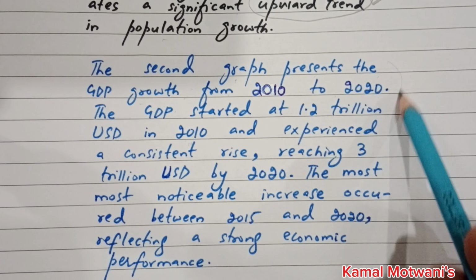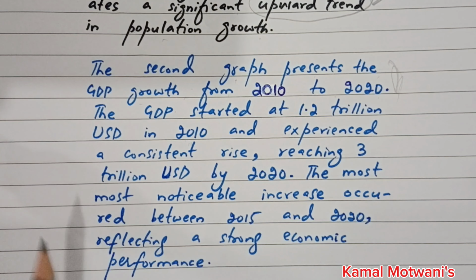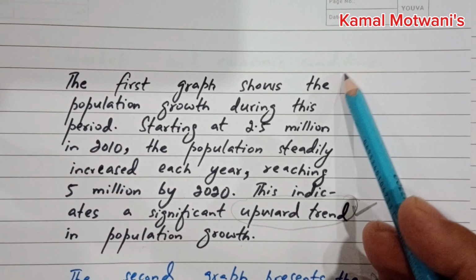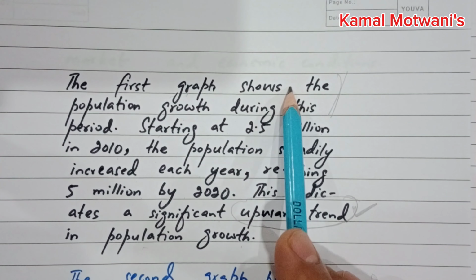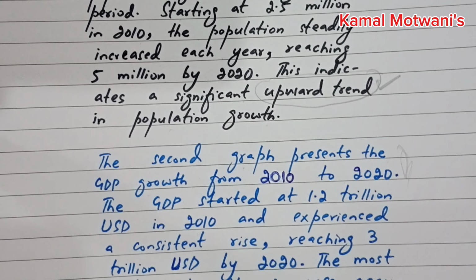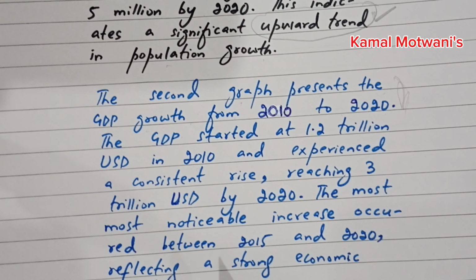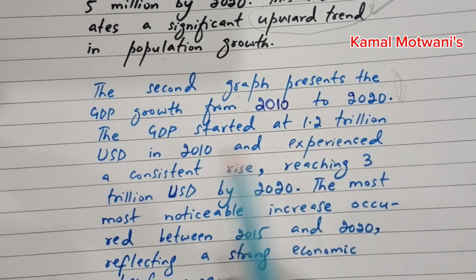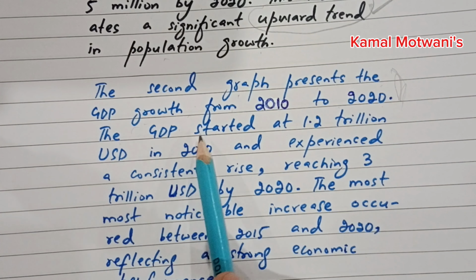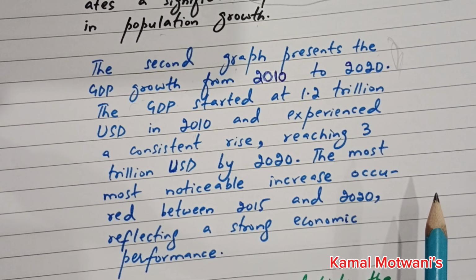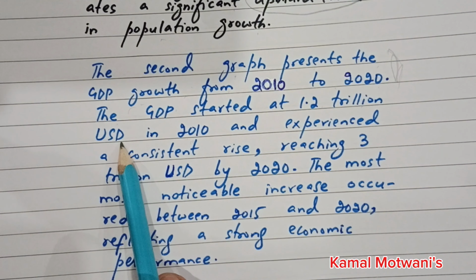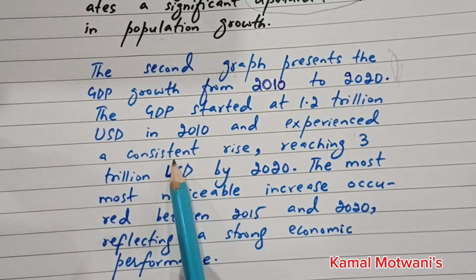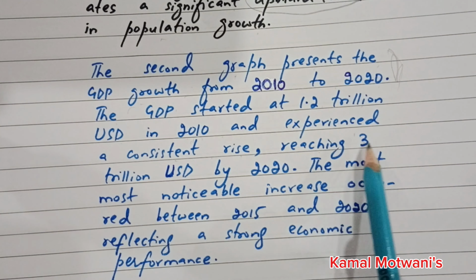So this is a topic sentence which is very much necessary, like this one. This is also the topic sentence. You see, the first graph is related to population, so the second graph is related to GDP growth. Okay, then the GDP started at 1.2 trillion US dollars in 2010 and experienced a consistent rise, reaching 3 trillion US dollars by 2020.